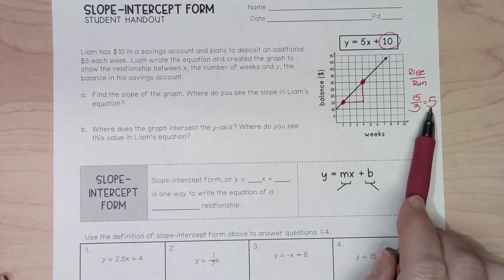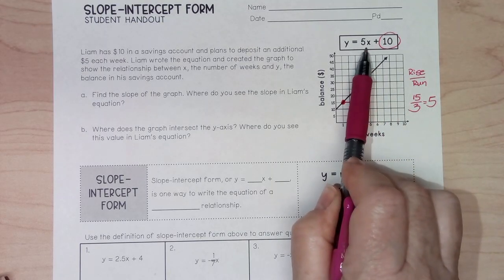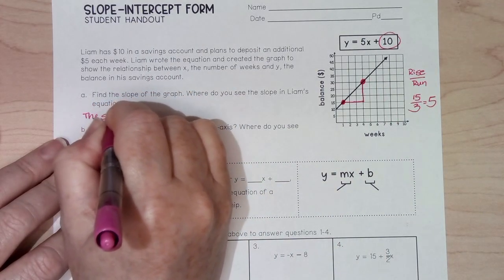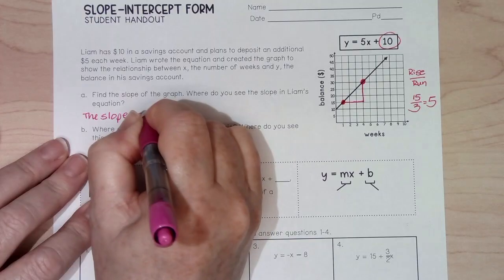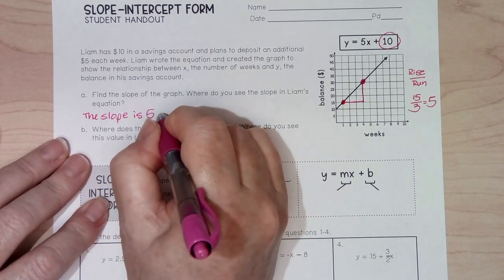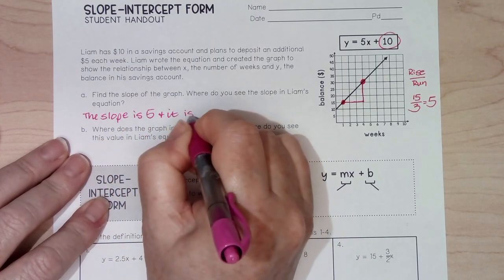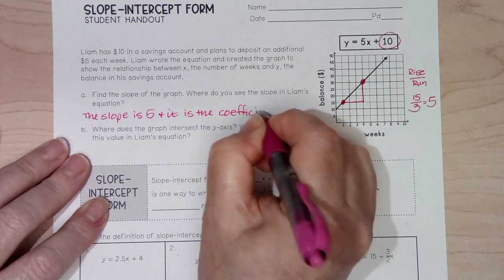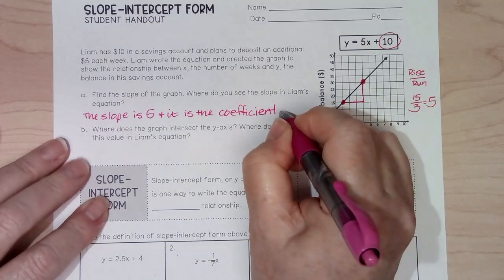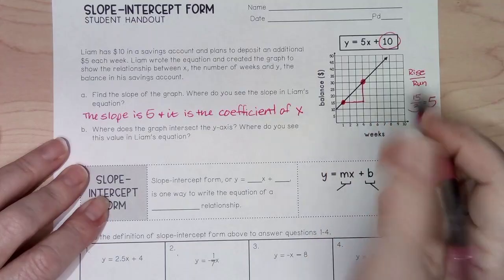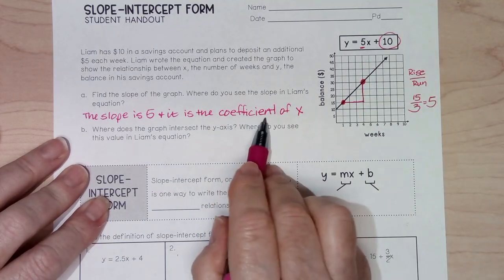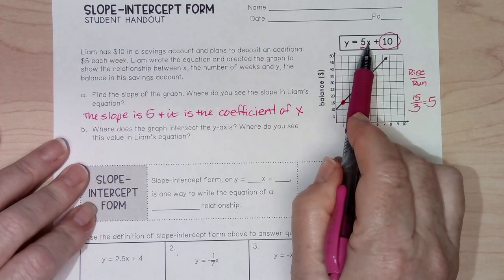So where do I see the slope, which is 5, in Liam's equation? So the slope is 5, and it is the coefficient of X. So here it is right here, and it's the number in front of X. The coefficient is the number in front of your variable.